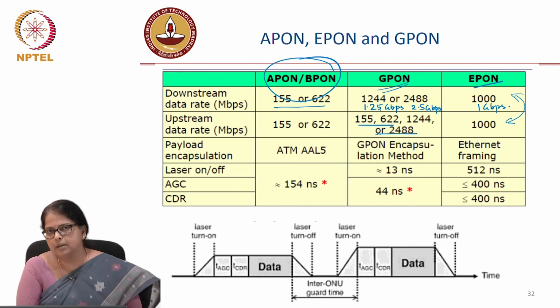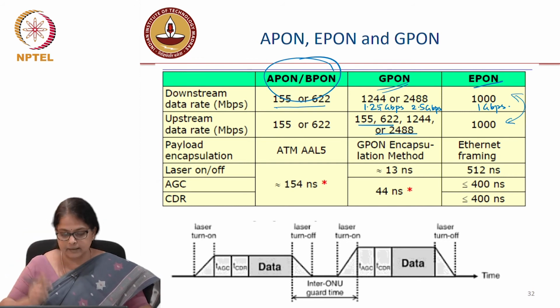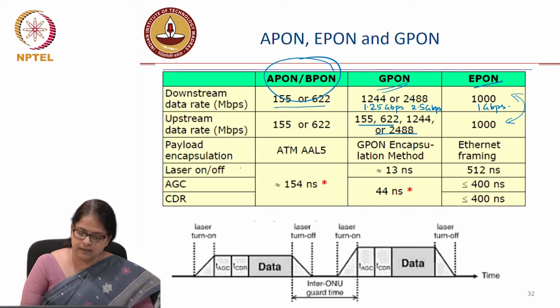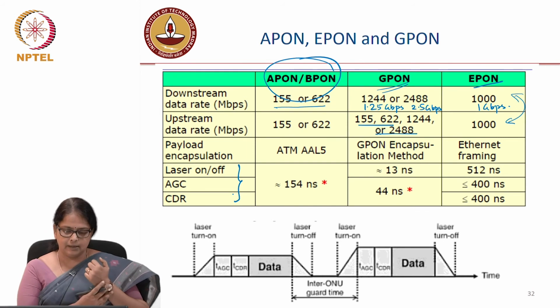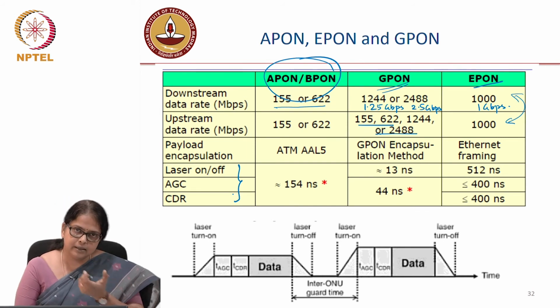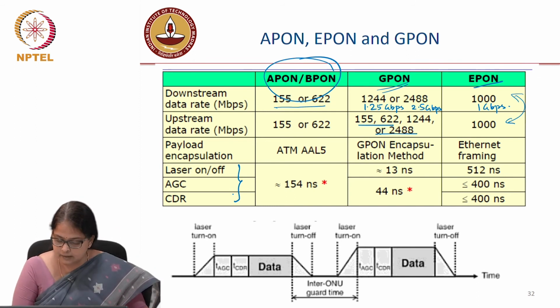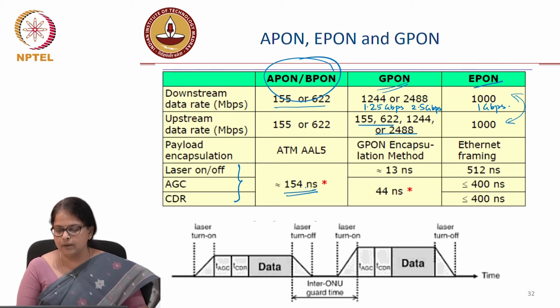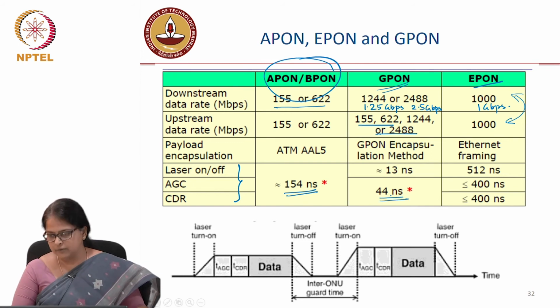Different encapsulation methods are used, and the most interesting thing is the time that is allowed for laser on and off, for the automatic gain control and for the carrier and data recovery. These are the different processes we talked about when we discussed transmitters. The guard time for all that is 154 nanoseconds in APON and BPON because the data rates are very small, whereas in GPON it is only 444 nanoseconds, and in EPON it is 400 nanoseconds.